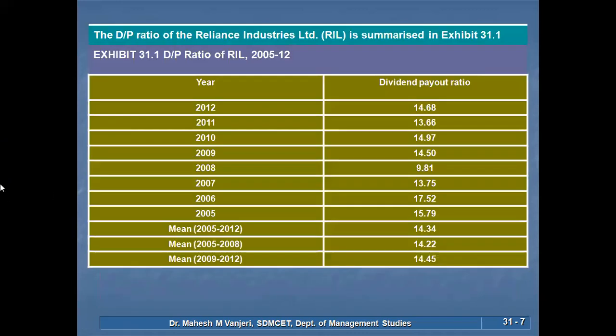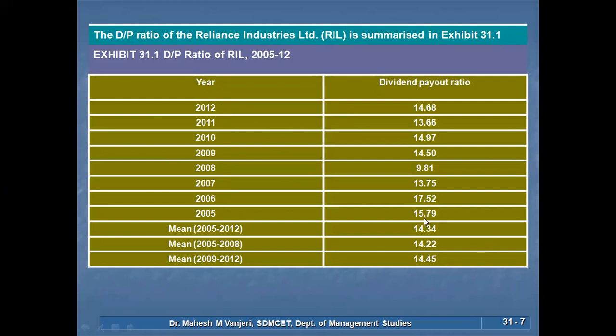So here is the DP ratio of Reliance Industries Limited. The way I explained, I gave the example of TCS. Here is the DP ratio of Reliance Industries Limited, which is summarized in Exhibit 31.1. From 2005 to 2012, sorry, this is upwards from 2005 to 2012.